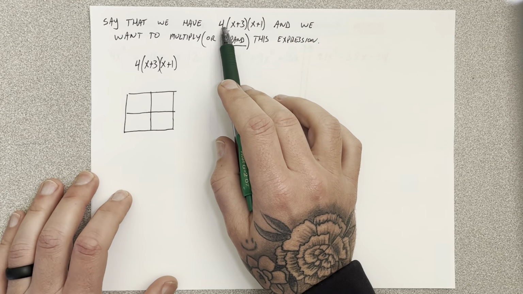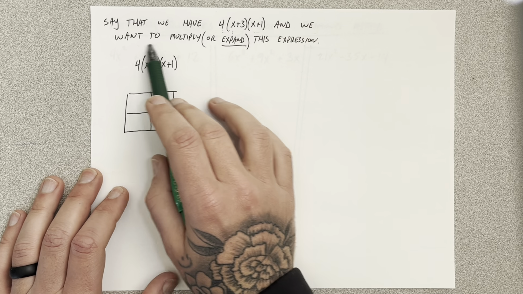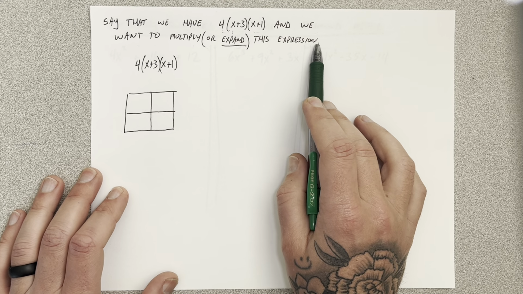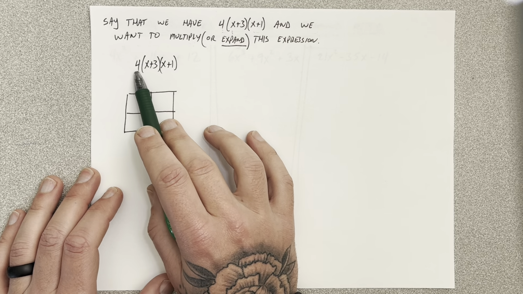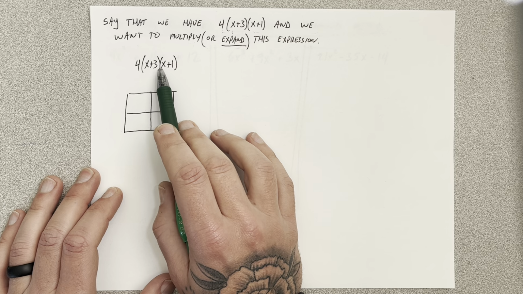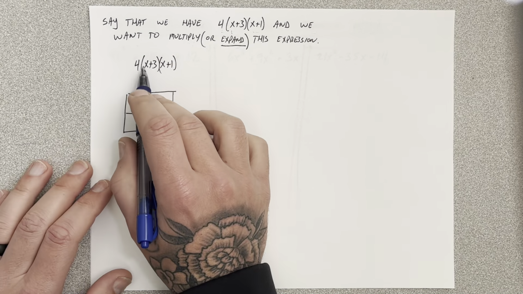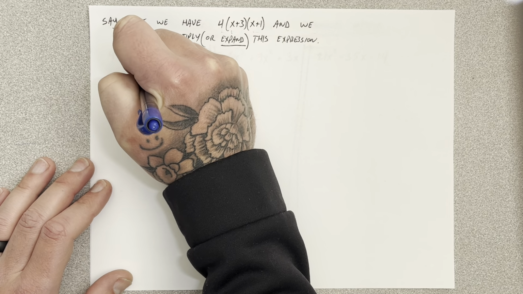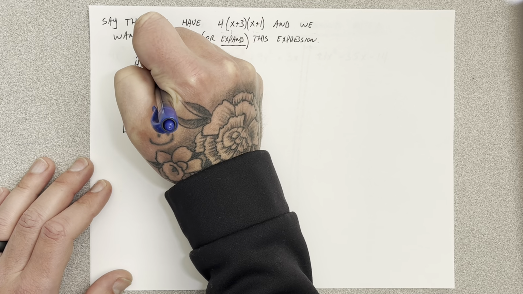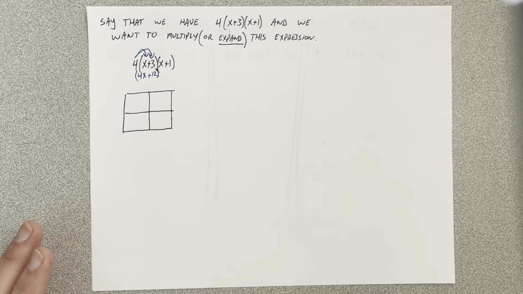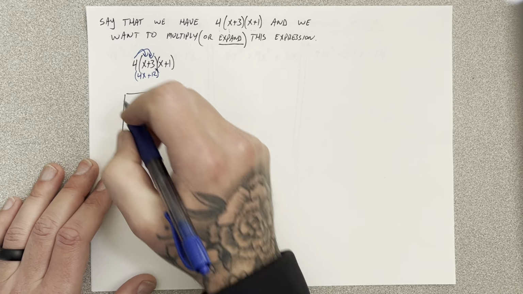So say that we have this expression, 4 times x plus 3 times x plus 1, and we want to multiply or expand this expression. The nerdy, mathy way to describe multiplying it is expanding it. The way that we're going to expand this is we're going to distribute the 4. 4 times x is 4x, and 4 times 3 makes 12. So this first binomial is 4x plus 12. The x plus 1, we're going to leave like it is for now.